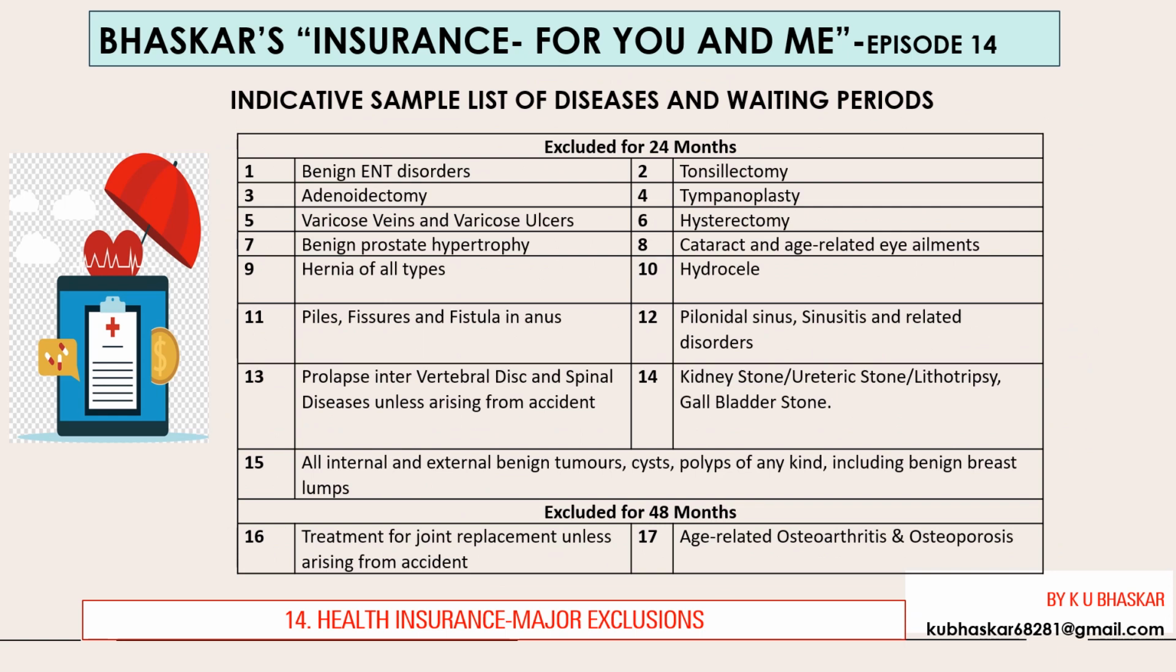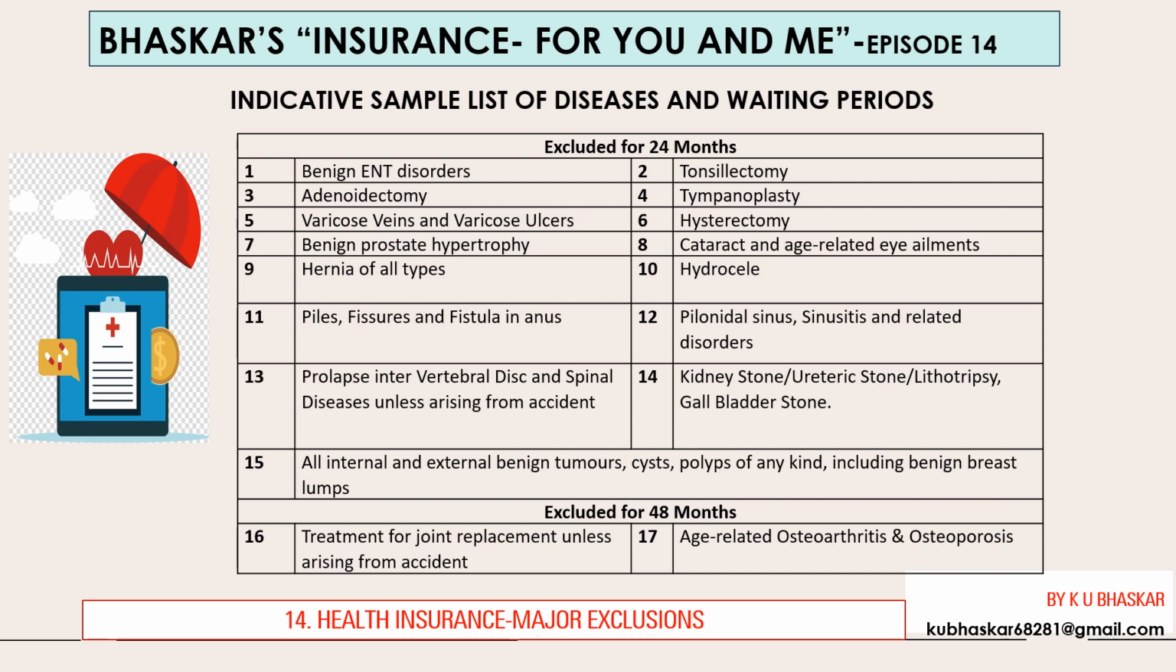Now, I am providing an indicative sample of such diseases or procedures along with the waiting periods. For example, the benign ENT disorders, tonsillectomy, adenoidectomy, hysterectomy, benign prostate hypertrophy, cataract, hernia, hydrocele, piles. These are all some of the examples of the procedures listed in the policy wordings which are excluded for a period of 24 months. That is, these diseases have a waiting period of 24 months.